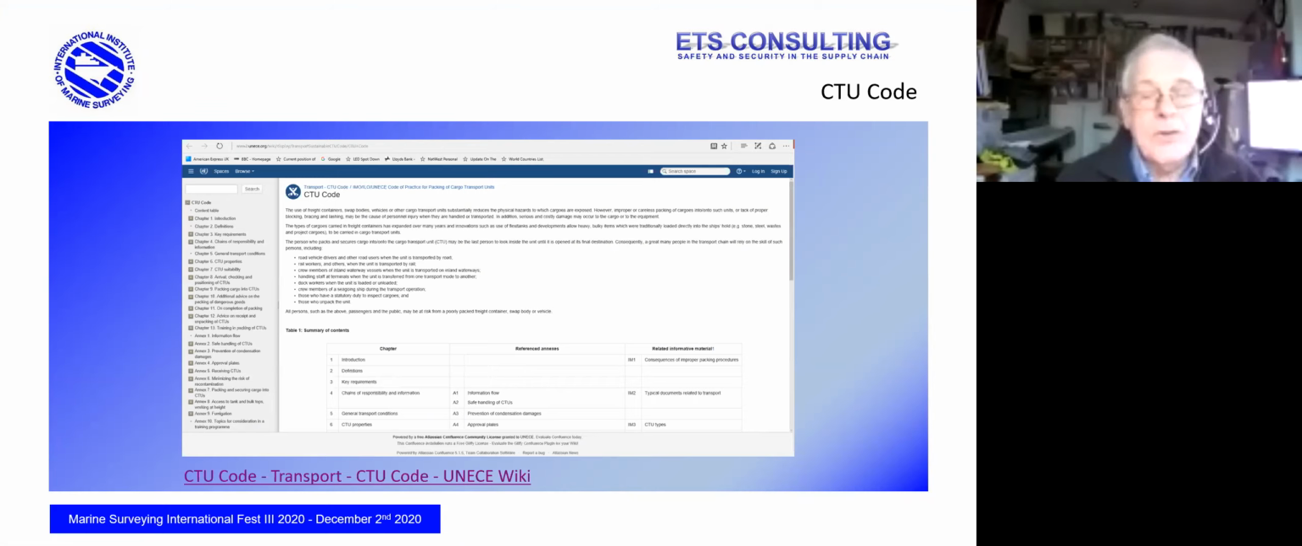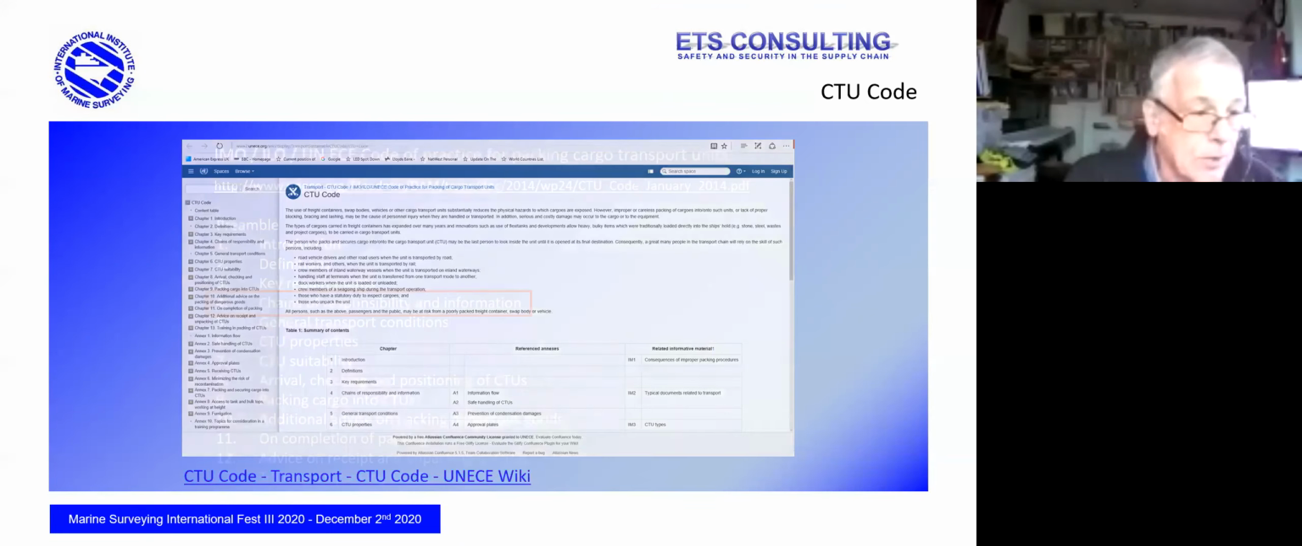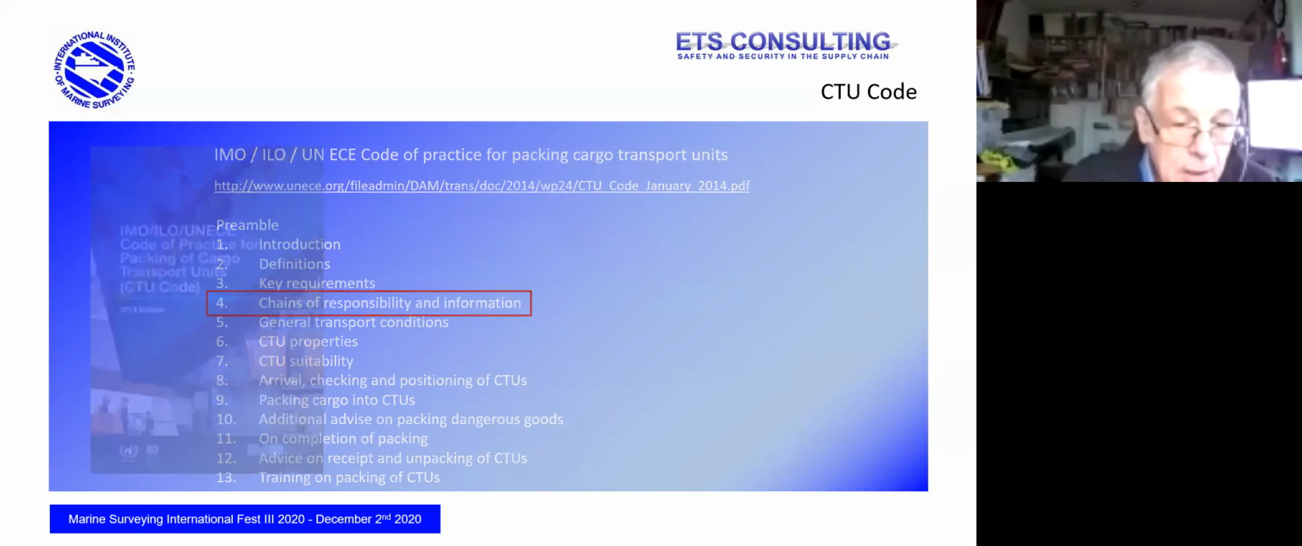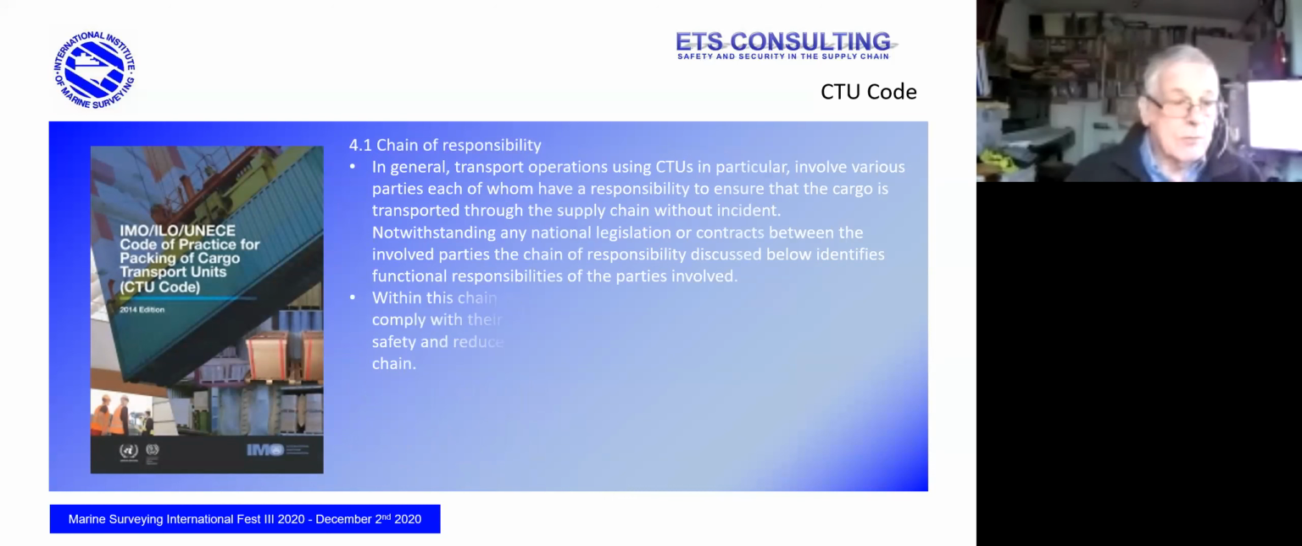Okay, so there is a United Nations ECE website, which is a very useful tool if you haven't got it, but it can be downloaded as well. There are some important sections, and chapter 4 is a very important one, which deals with the chains of responsibilities and the information. And the chain of responsibility is there, written up there.